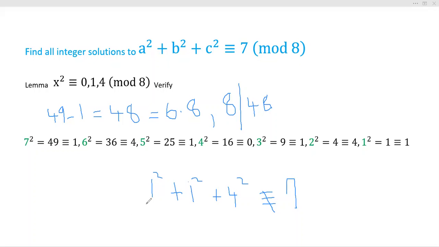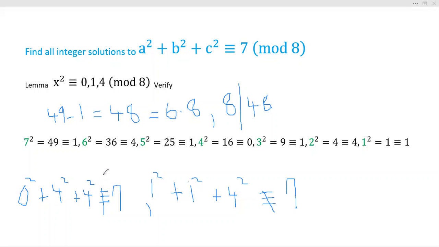Other possibilities would be maybe 0 squared plus 4 squared plus 4 squared. This is as close as it's going to get, and that's also not congruent to 7. There's no other way you could get anywhere. These are as close as you can get. 4 plus 1 plus 1 is 6. 4 plus 4 is 8. But you're never going to get a combination that is congruent to 7.